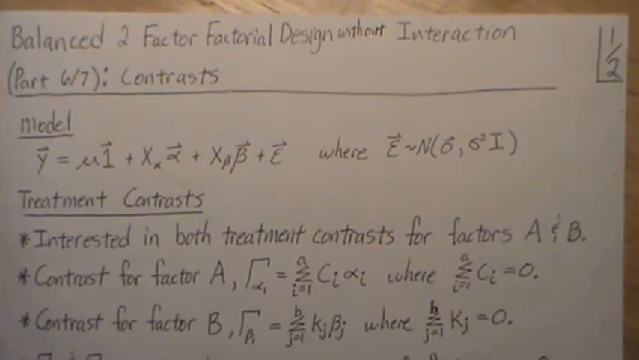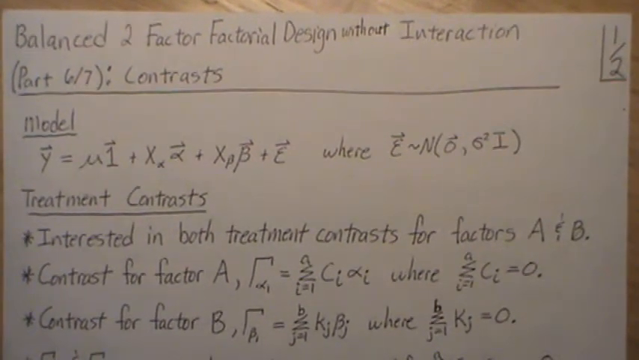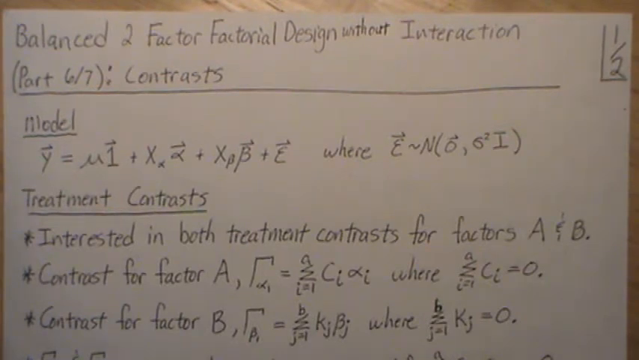Hello, this is the next video in a playlist that I'm calling General Linear Models Design of Experiments. And this is part 6 of a 7-part mini-series within that playlist dealing with balanced two-factor factorial designs without interactions. And the topic is contrast.